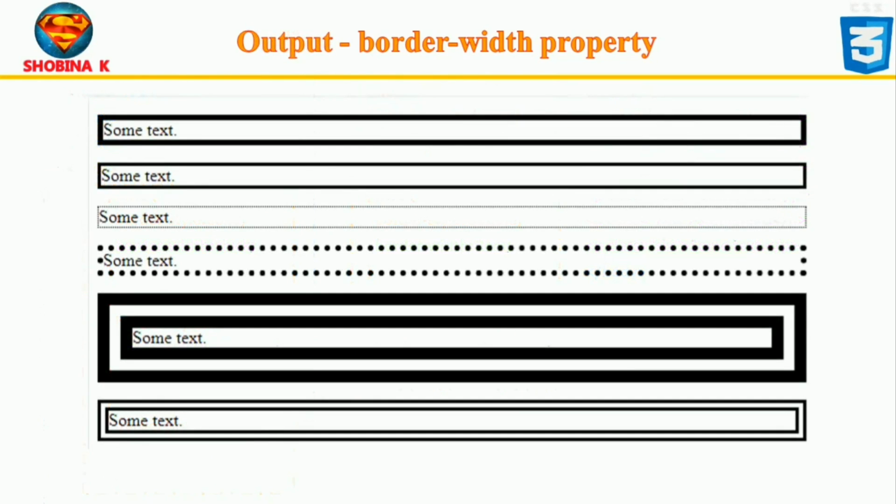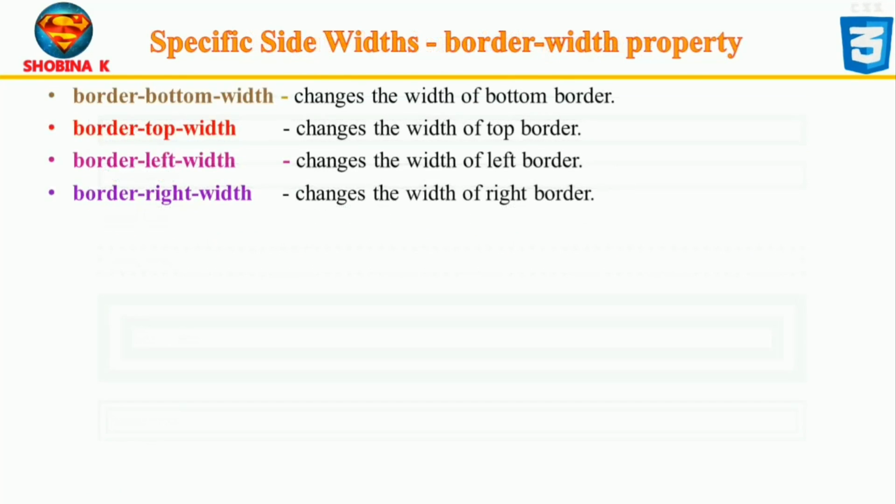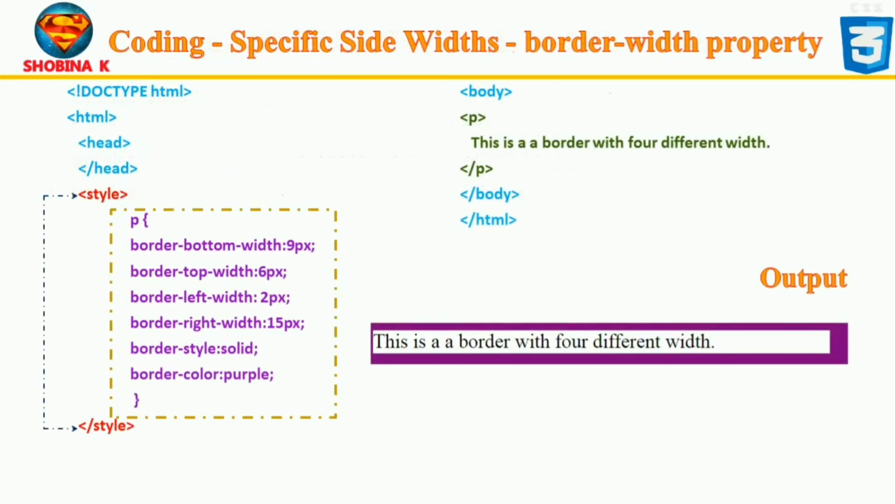And this is the output for the border width property with different thickness. You can individually change the width of the top, bottom, left, and right borders of an element using the following properties. The border-bottom-width changes the width of the bottom border. The border-top-width changes the width of the top border. The border-left-width changes the width of the left border. And border-right-width changes the width of the right border. And this example shows an element having different specific side widths.